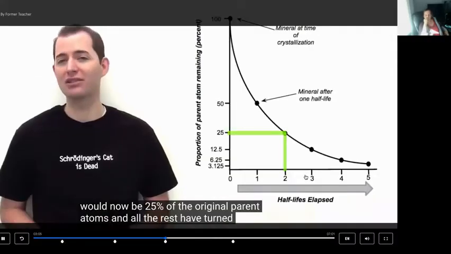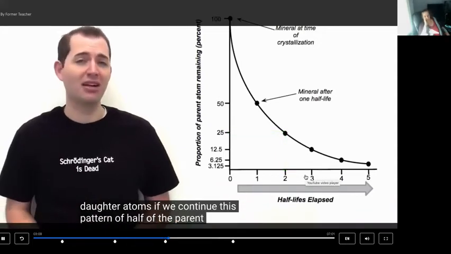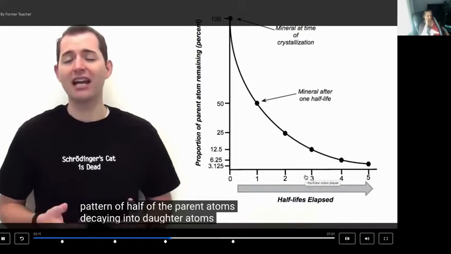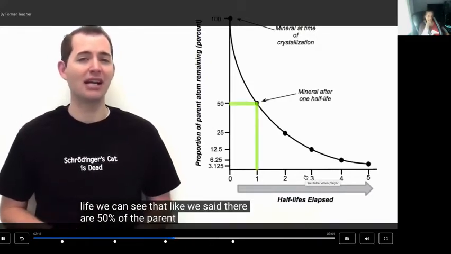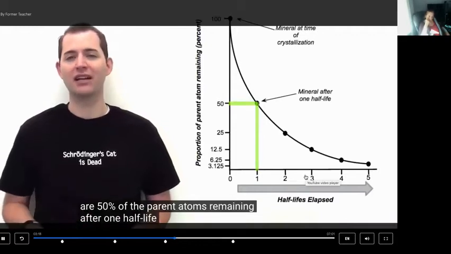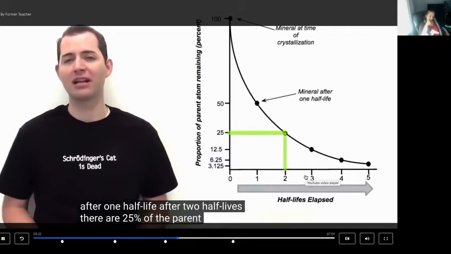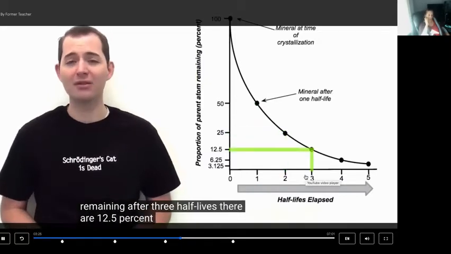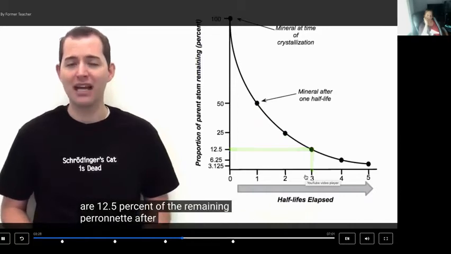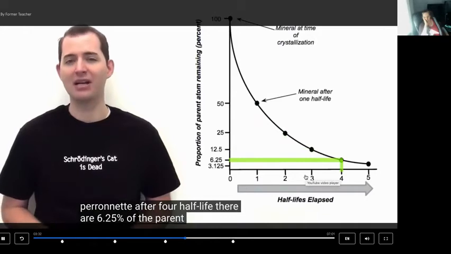All the rest have turned into daughter atoms. If we continue this pattern of half of the parent atoms decaying into daughter atoms every half-life, we can see that, like we said, there are 50% of the parent atoms remaining after 1 half-life. After 2 half-lives, there are 25% of the parent atoms remaining. After 3 half-lives, there are 12.5% of the remaining parent atoms. After 4 half-lives, there are 6.25% of the parent atoms.